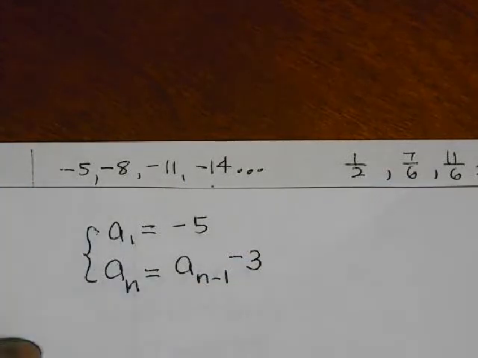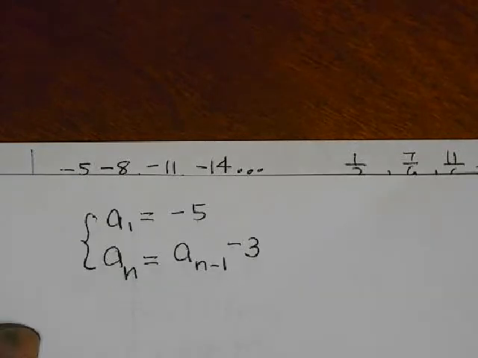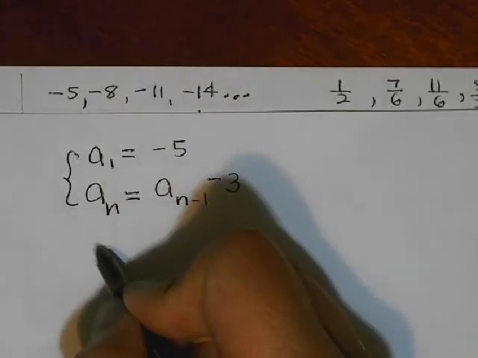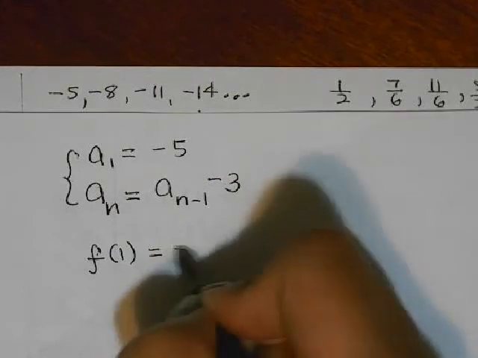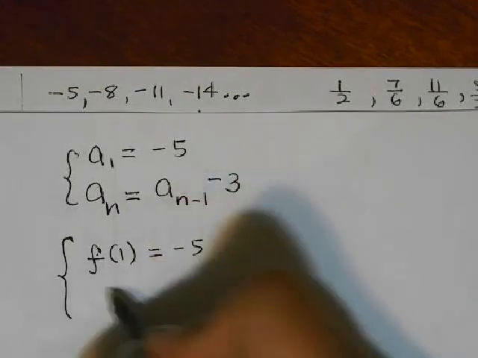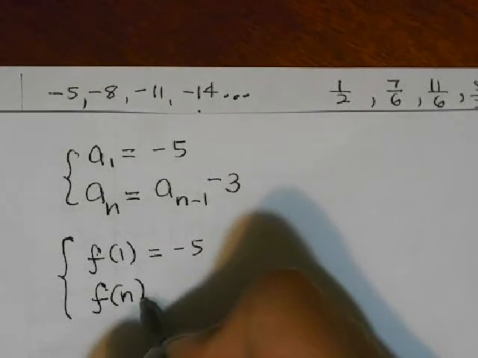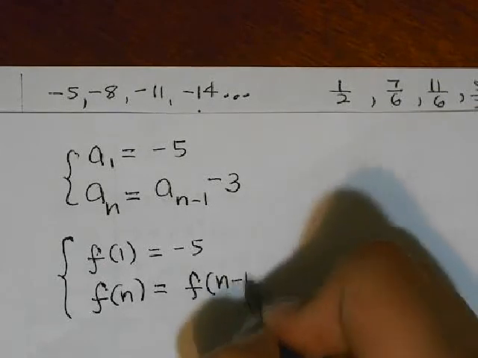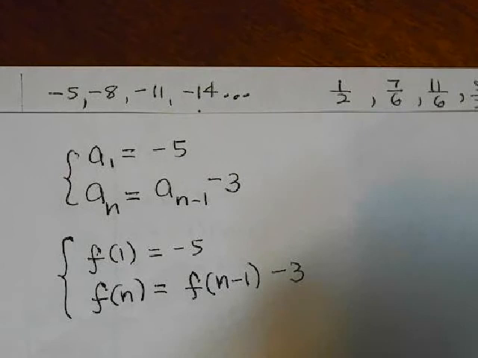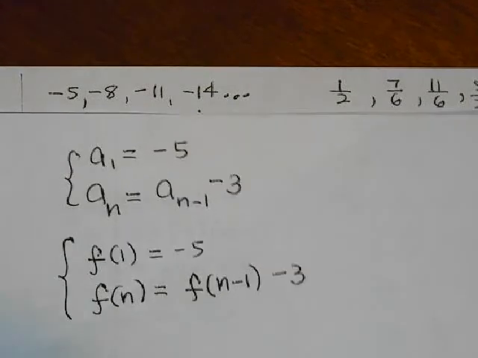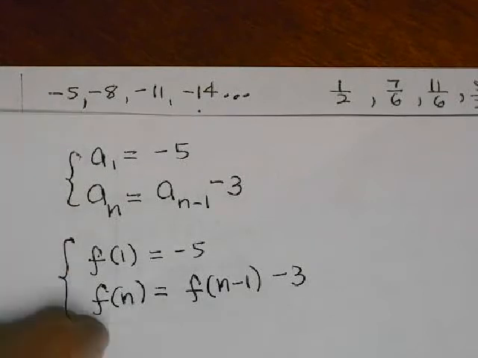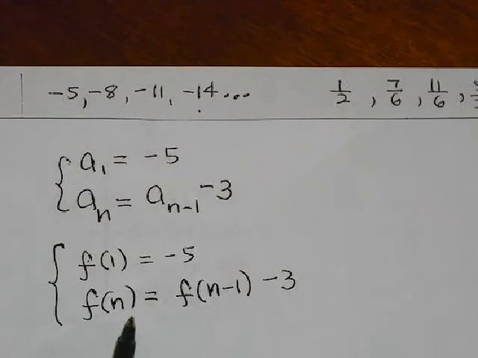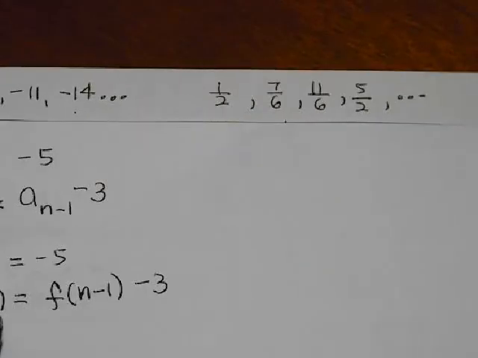You're done. In some books, instead of a sub 1, they will use the function notation. So they will say f sub 1 is equal to negative 5. Then f of n, not sub n, f of n is equal to f of n minus 1 minus 3. So be sure that you remember these things. Any of these is correct. I will use this one in my next lessons, but I just want you to know that these two are the same. You might see it in some books.